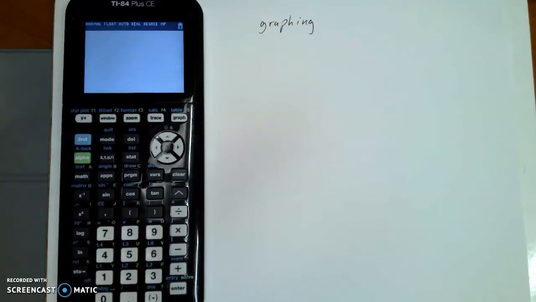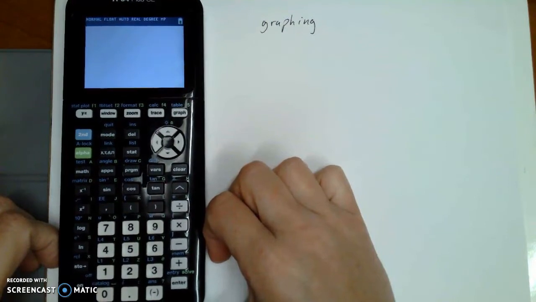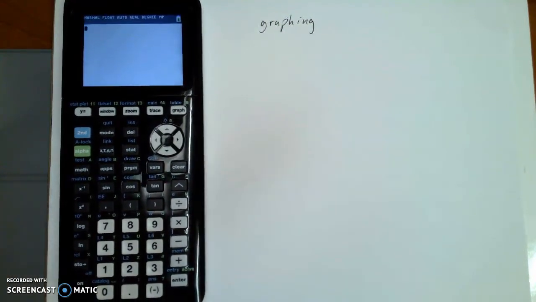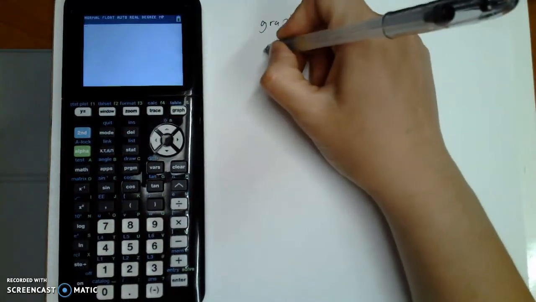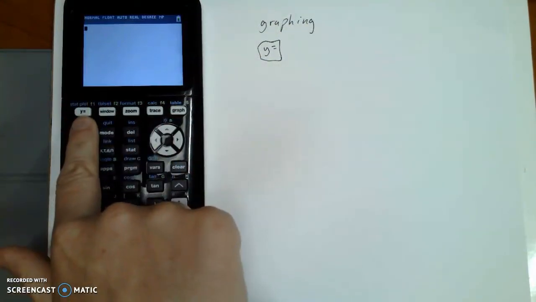Let's talk more about how to use the TI, Texas Instruments, calculator. Again, I'm using an 84 Plus CE, but a lot of these will be the same for other Texas Instruments calculators. Now, one of the most powerful things these calculators do is graphing, so let's actually look at how to graph.